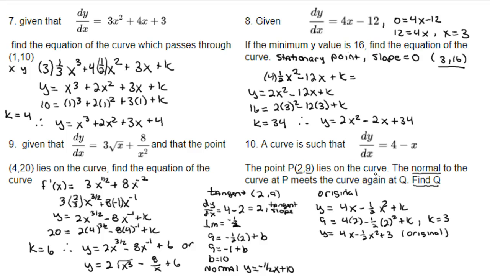Now, that's the original. And this point Q is where these two guys meet. So I have to solve them simultaneously. And they both equal y right now. So all I'm going to do is make each rule equal to each rule.